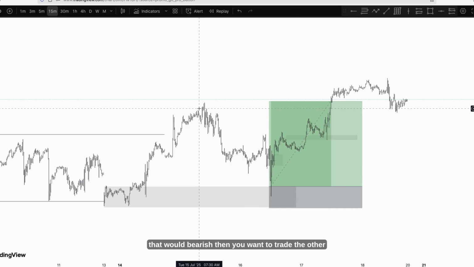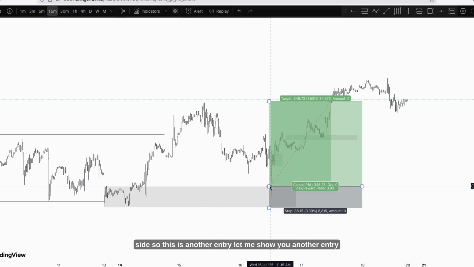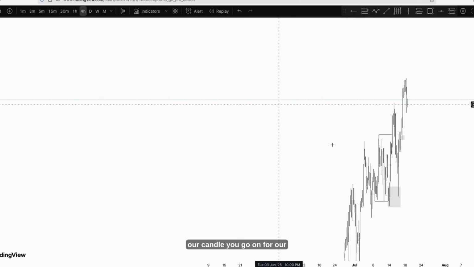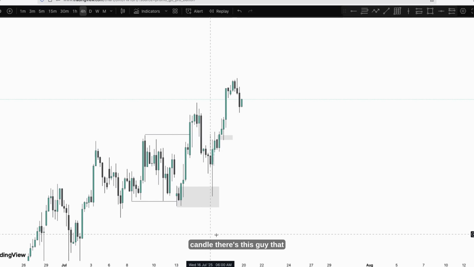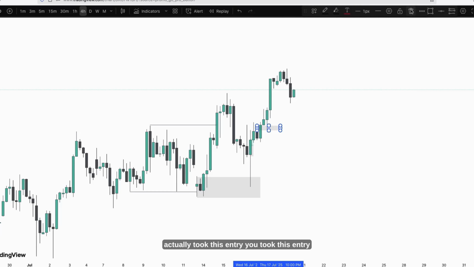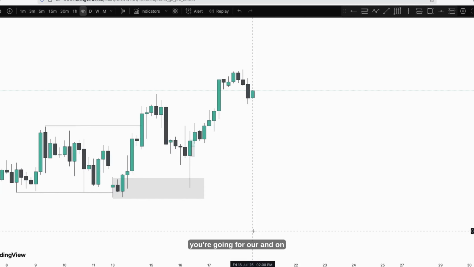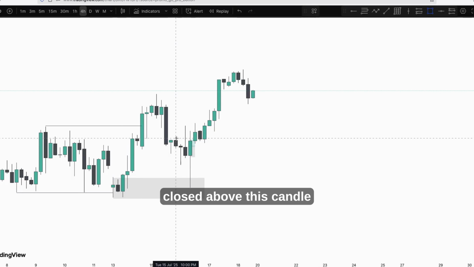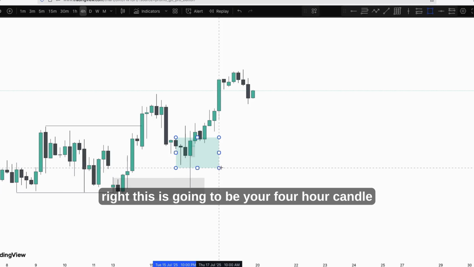Then, knowing that we're bearish, you want to trade the other side. So this is another entry. Let me show you another entry again. There are many entries. If you go on the 4-hour candle, there's this guy that actually took this entry. You go on 4-hour and see that we've closed above this candle, right?